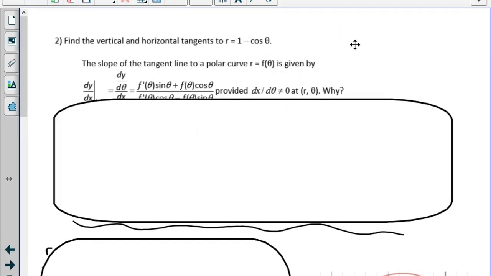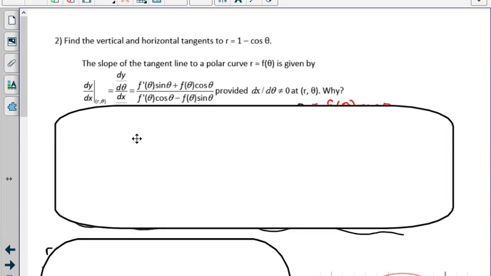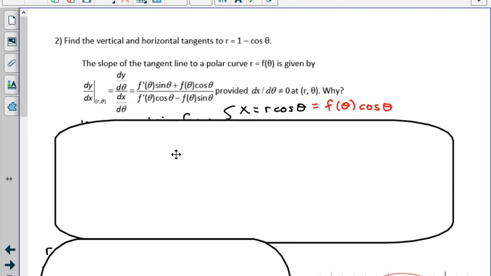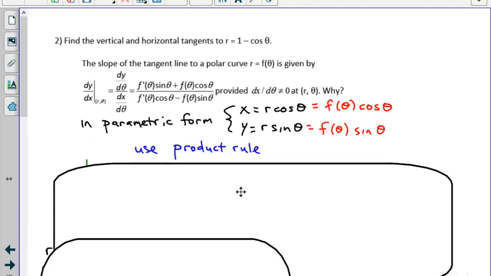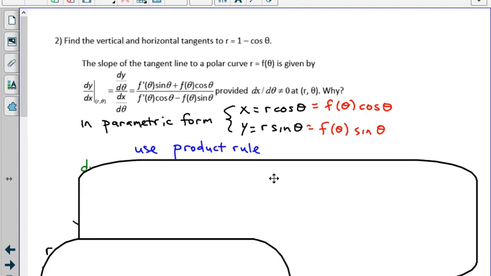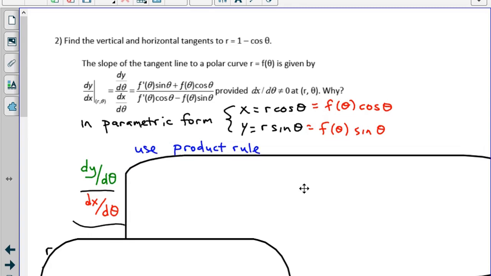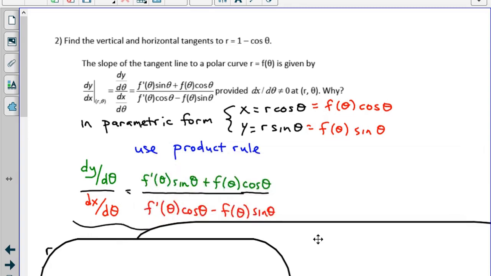Problem 2. Find the vertical and horizontal tangents to r equals 1 minus cosine theta. The slope of the tangent line to a polar curve is given by this formula. I'm going to prove it really quickly using parametrics. We'll take x equals r cosine theta and y equals r sine theta, and then we'll replace r with f of theta. I use the product rule and I do dy d theta over dx d theta, and I end up with that.